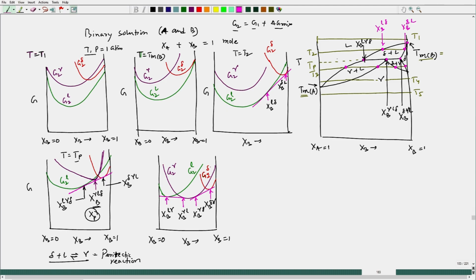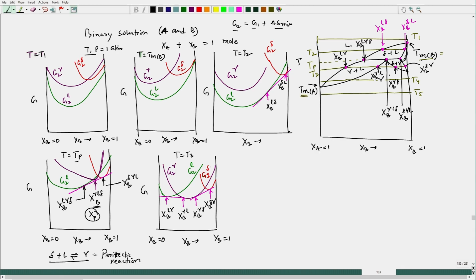And I can actually write that this composition is Xb liquid in equilibrium with gamma. This is Xb gamma in equilibrium with liquid. This one is Xb gamma in equilibrium with delta, and this one is Xb delta in equilibrium with gamma. And here the temperature is T3, which is below Tp, and this is free energy.